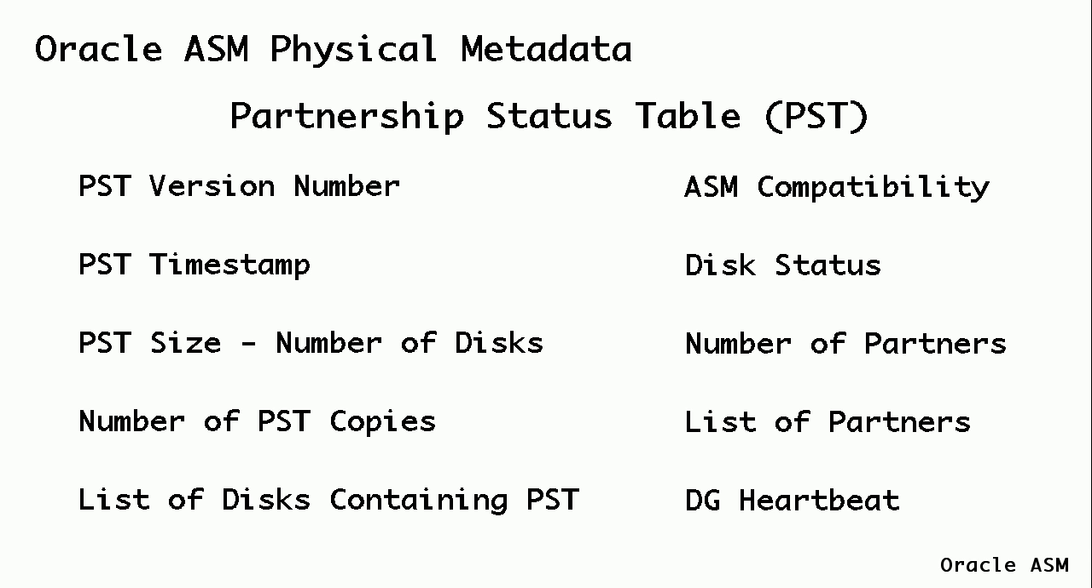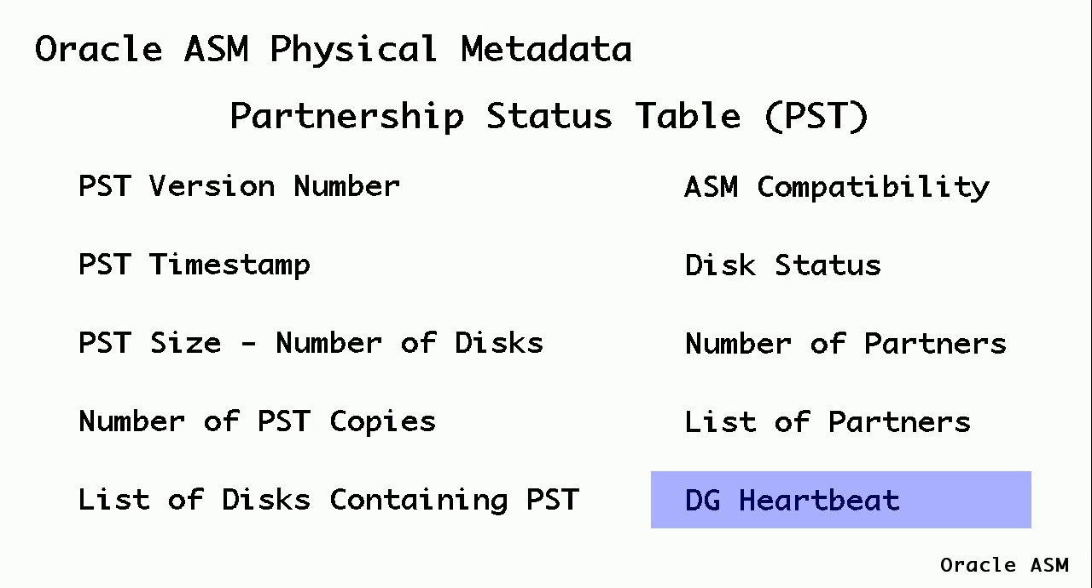The following information is maintained in the partnership status table for each disk in the disk group: disk online or offline status, number of partners, and list of partners.